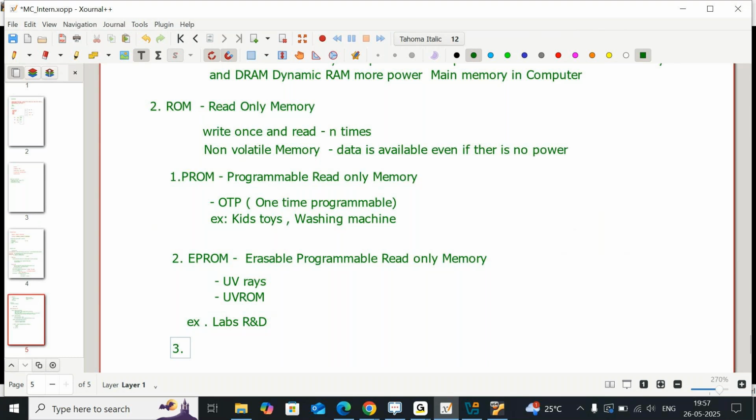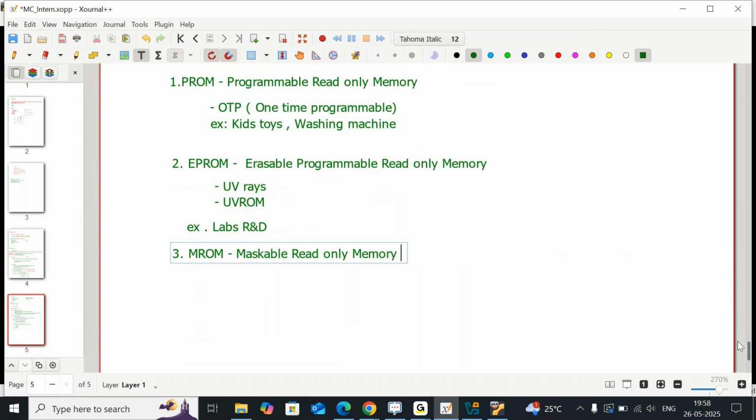Okay, so the next category is MROM, or you can consider it as maskable read-only memory. So what do you mean by mask? Yeah, correct. But yeah, it's there. That is a different category, I'll tell you. That is WPROM. That's a different category. What do you mean by mask? Mask means what?